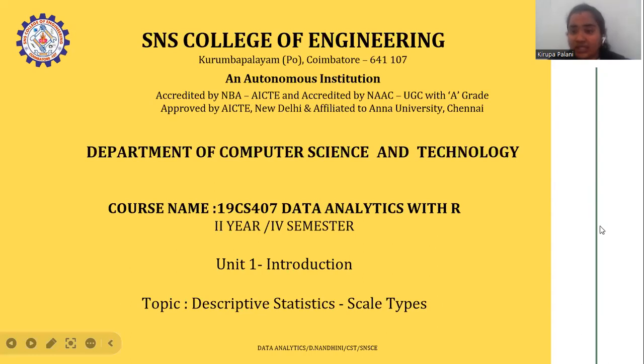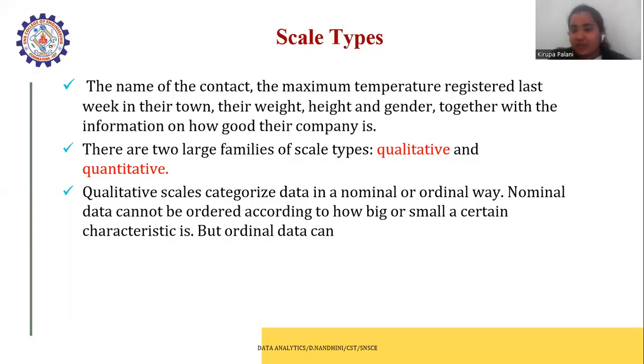Let's see what scalar types are. For example, we can take the contact of a person with the help of his name. Next is the maximum temperature registered for a town. In a home, in a town, in a city, what is the temperature that has been given? Next are the weight, height, and gender of a person, together with information on how good their company is.